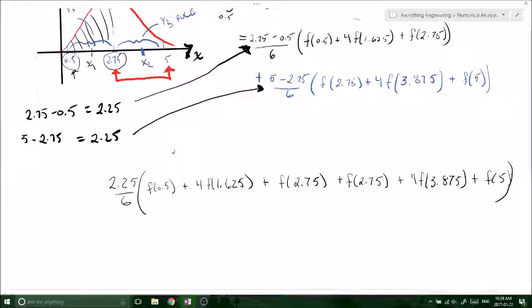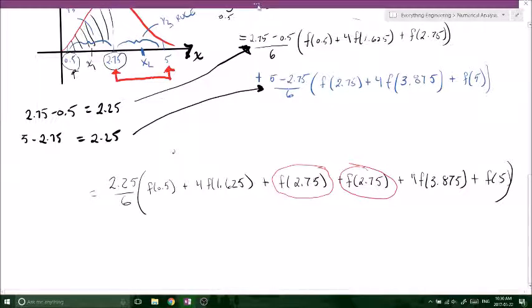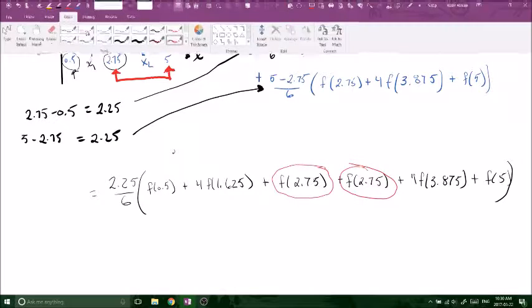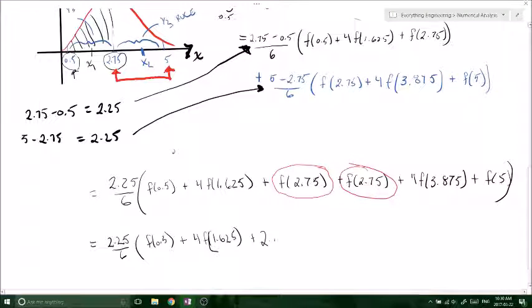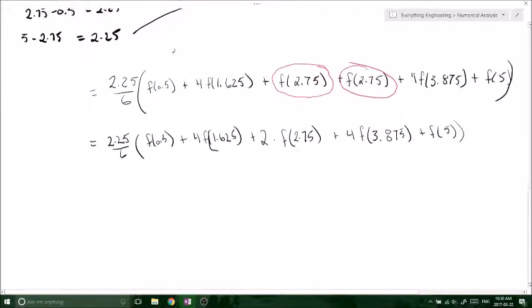And if we notice inside the brackets, we've got some like terms. So we've got an f of 2.75 and another f of 2.75. And if you notice, that is the midpoint of the entire interval. So we can actually rewrite this to say 2 times the function value of 2.75. Right? And then this will work for any number of intervals that you want.